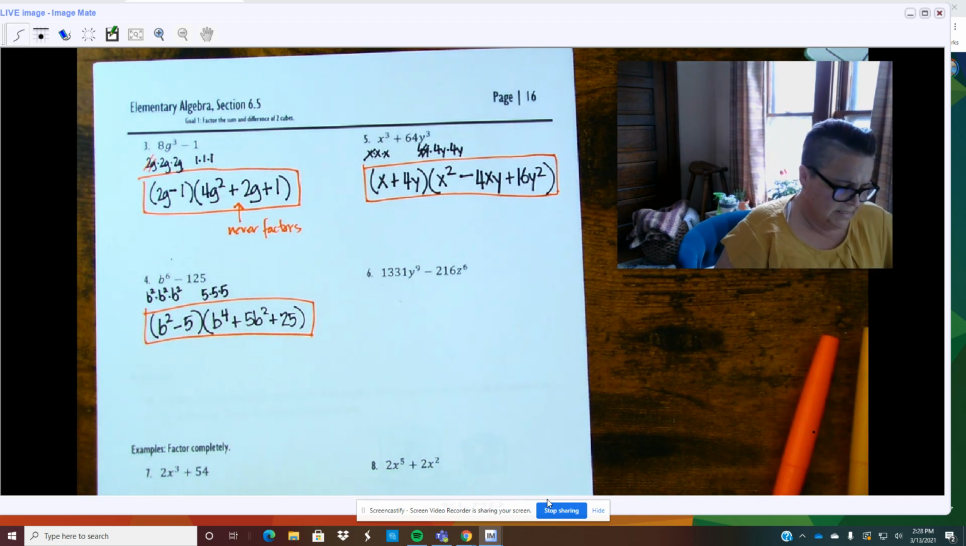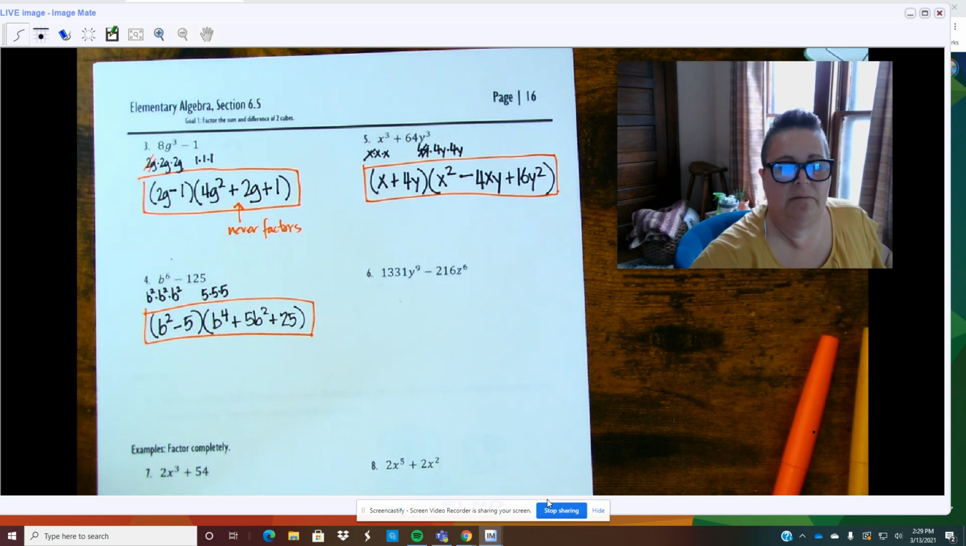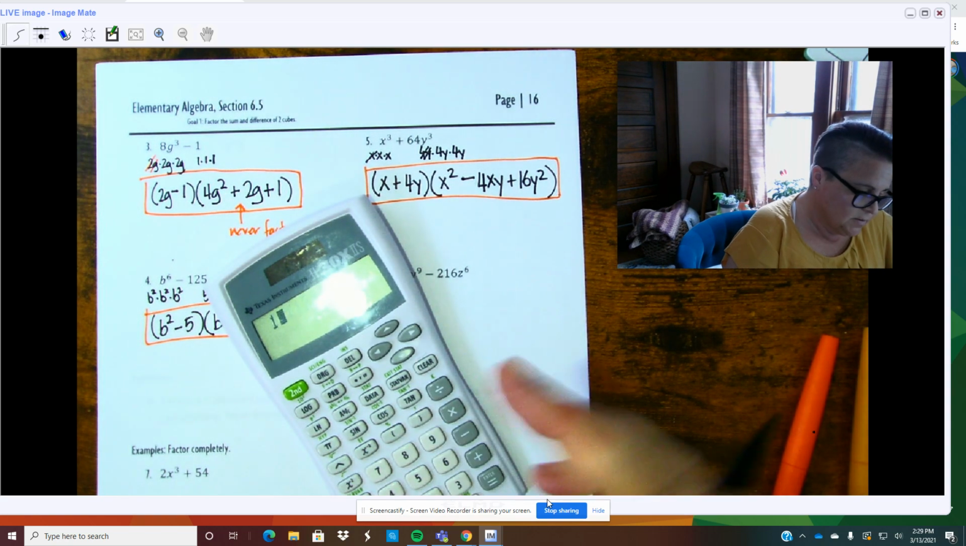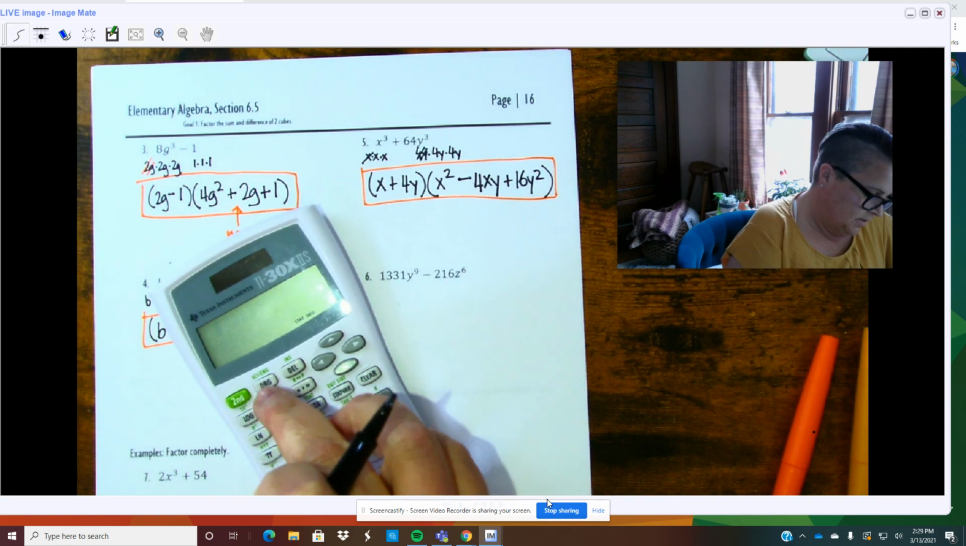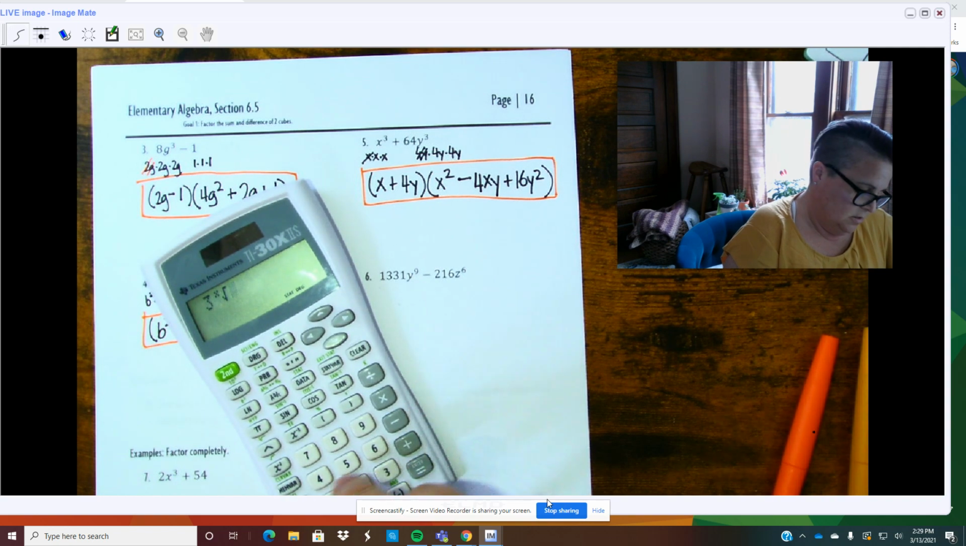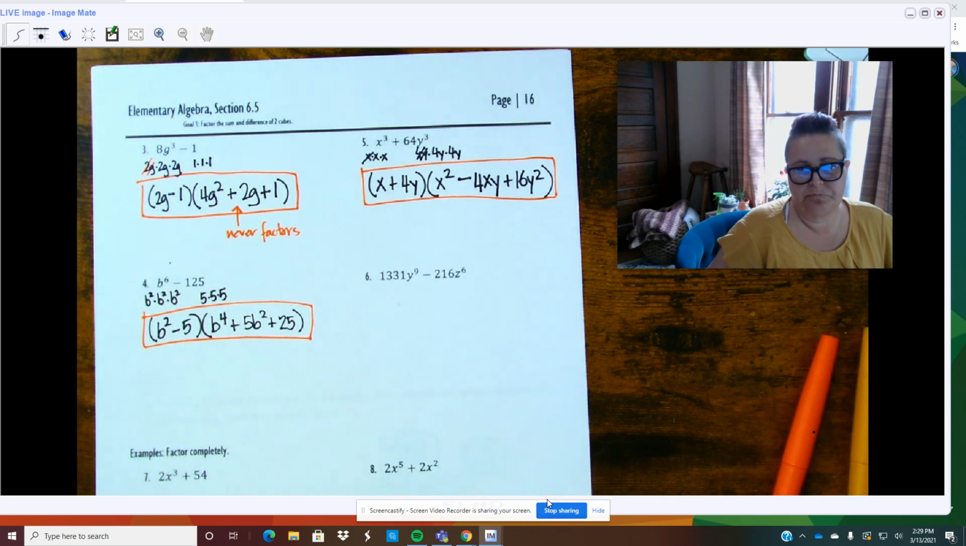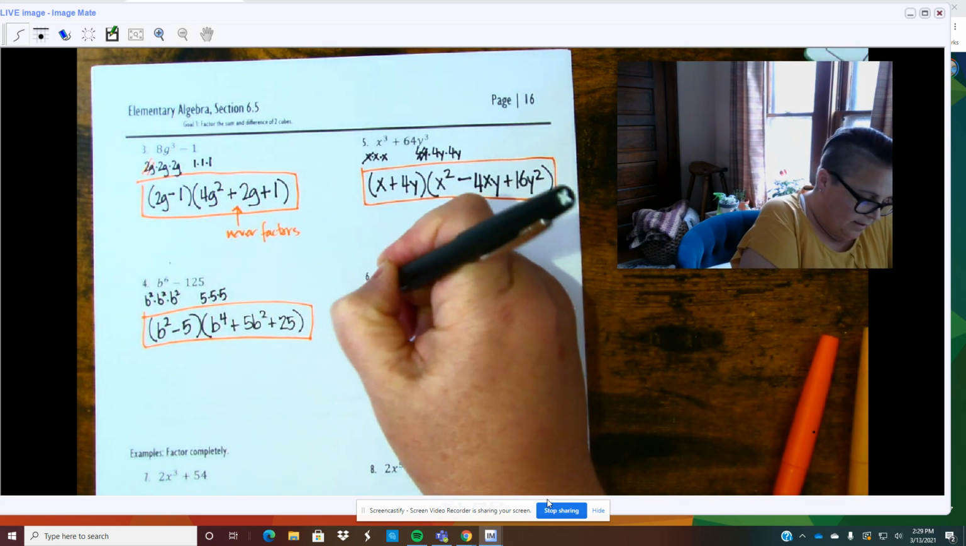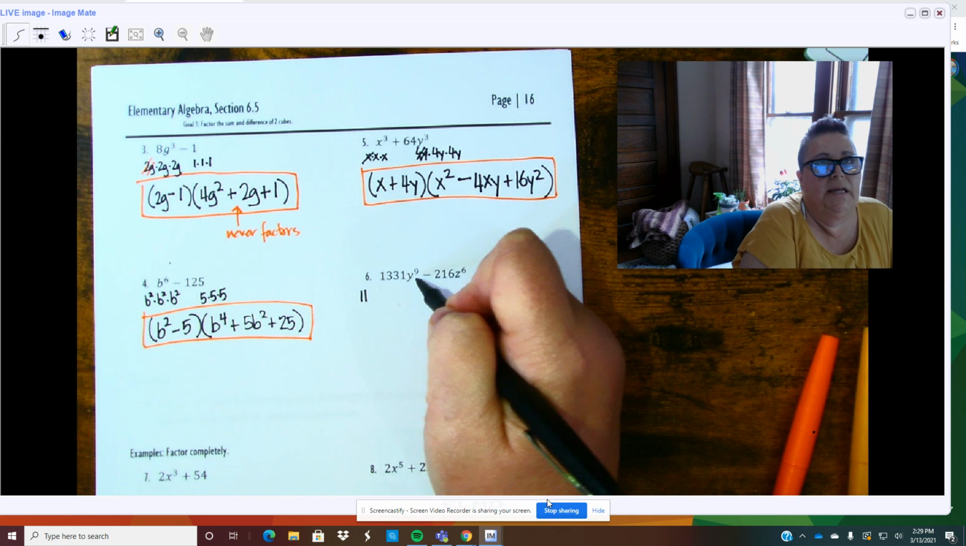Okay. Problem number 6, 1331y to the 9th. Oh, yikes. Minus 216z to the 6th. I want to say 1331 is 11. The cube root of that is 11. But if I'm not sure, I know it's not a square. I'm going to do cube root, second chevron, 1331. Yep, it's 11.